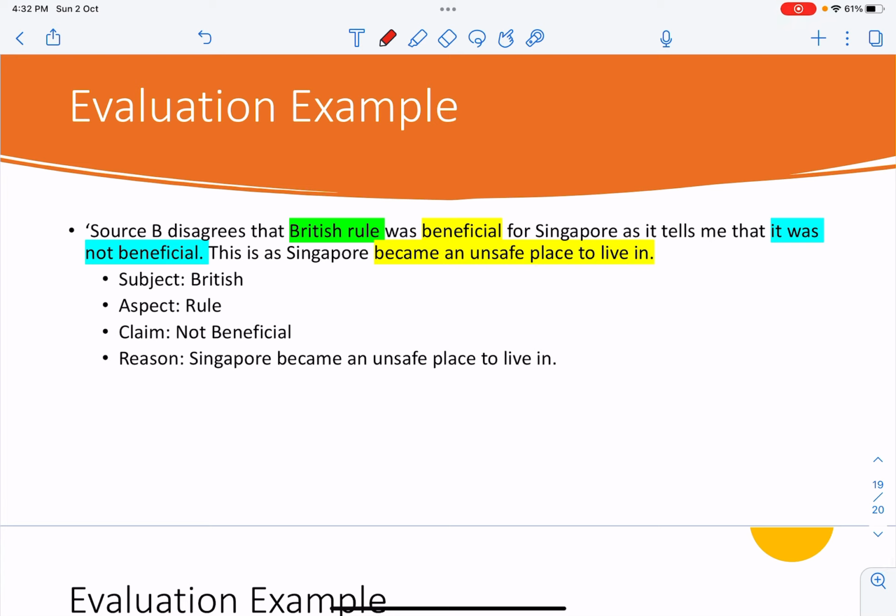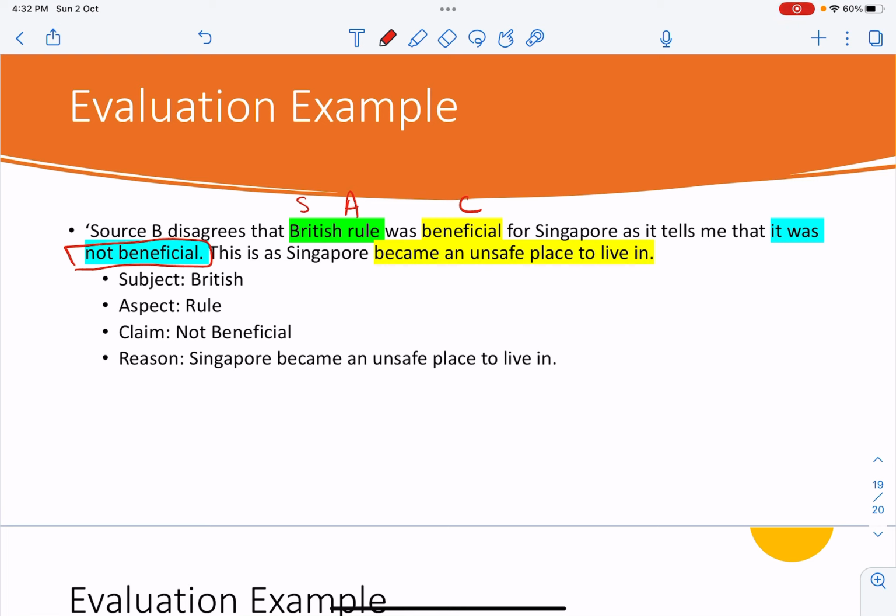Now, what if I want to disagree? Okay, this is an example here. My main statement, okay, B disagrees, British rule. Again, I keep my subject, keep my aspect here, keep my claim. Okay, disagrees with this claim of the statement that British rule was beneficial, as it tells me that it was not beneficial. Okay, I know this statement sounds a bit redundant. Okay, but just write it down. Just write it down. It was not beneficial.